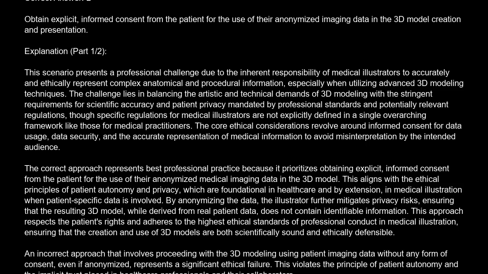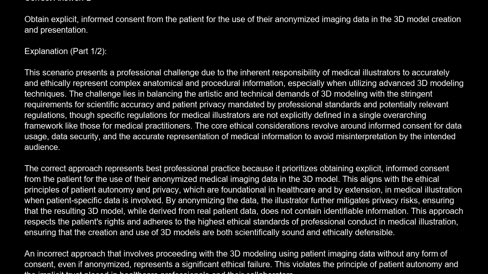Correct answer is D. Obtain explicit, informed consent from the patient for the use of their anonymized imaging data in the 3D model creation and presentation. Explanation. This scenario presents a professional challenge due to the inherent responsibility of medical illustrators to accurately and ethically represent complex anatomical and procedural information, especially when utilizing advanced 3D modeling techniques.